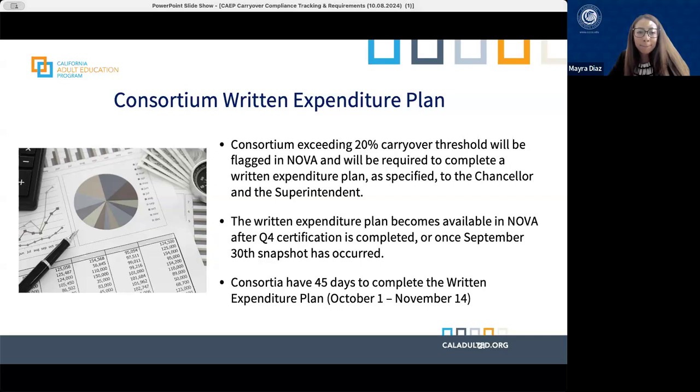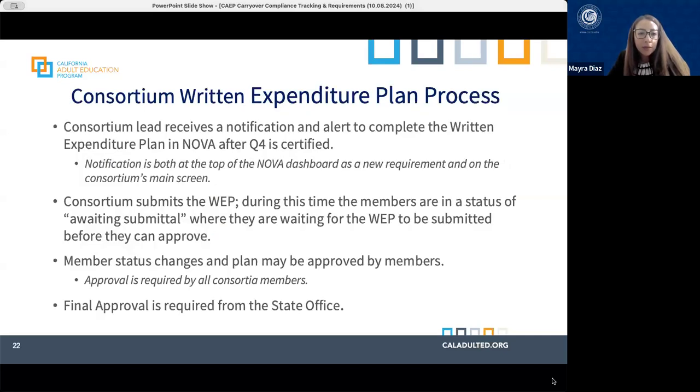Next slide, please. So the written expenditure plan in NOVA is now available. The consortium lead will receive a notification and alert to complete the written expenditure plan in NOVA once the Q4 is certified. You will also see this notification at the top of the NOVA dashboard as a new requirement and on the consortium's main screen. If you haven't already, log into NOVA and you will be able to see if you are being prompted to complete the written expenditure plan.